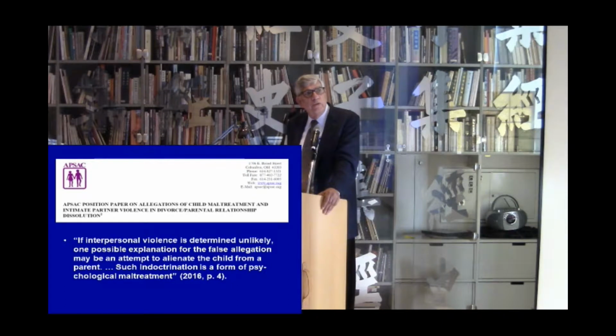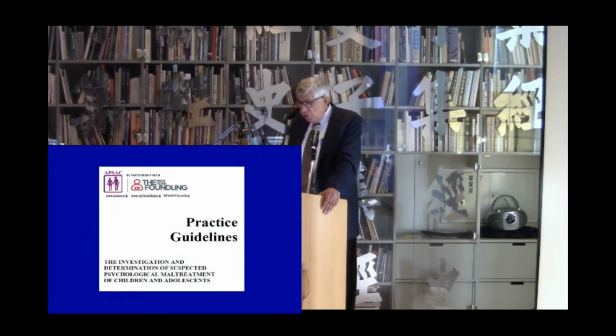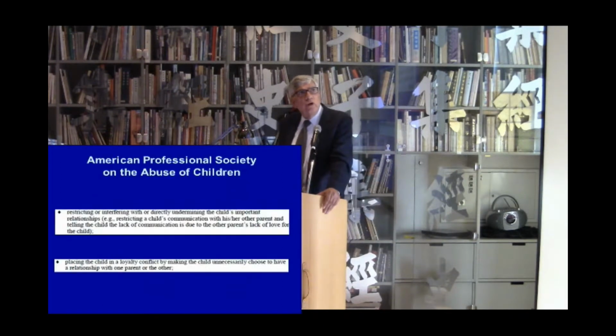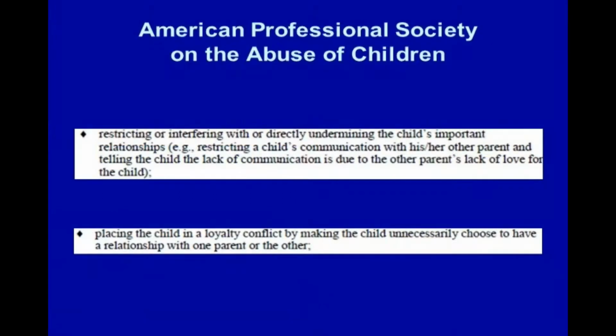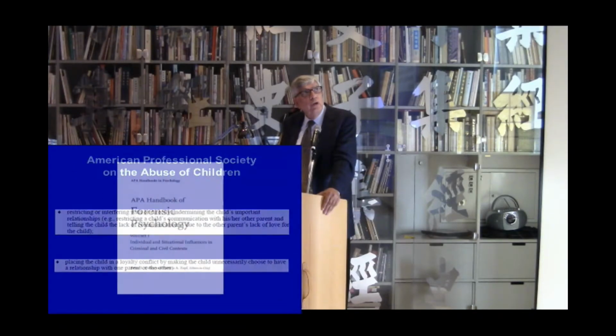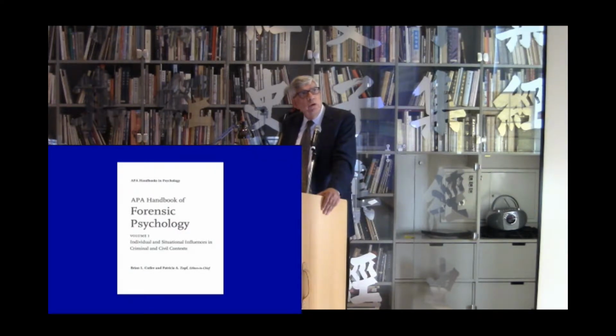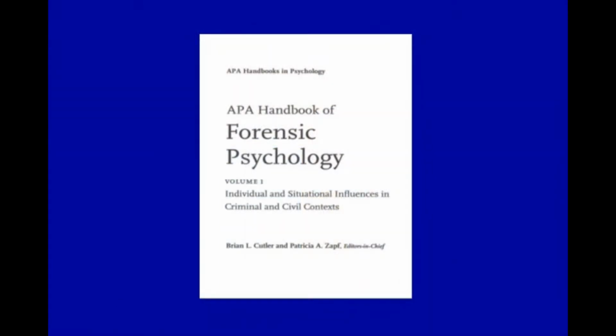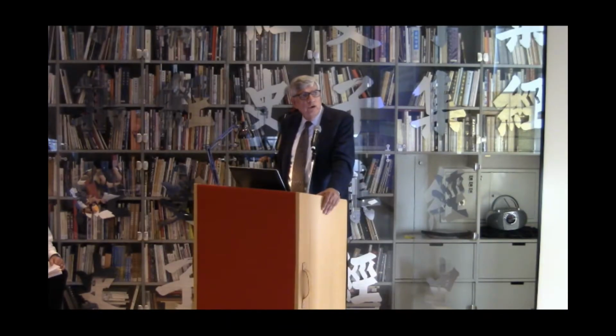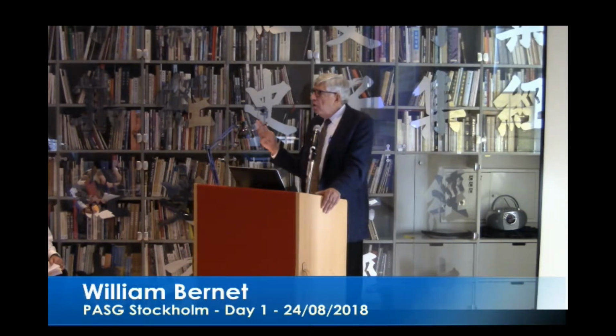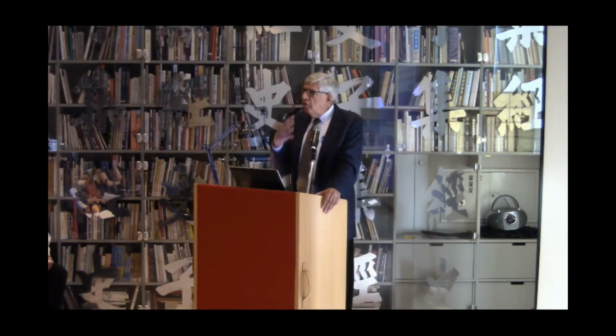This is also an official document of this organization on the investigation of suspected psychological maltreatment. And in that document, this is a little cut and paste from the actual document, it describes parental alienation, that child psychological abuse might involve restricting or interfering with or directly undermining the child's important relationships, like telling the child the lack of communication is due to the other parent's lack of love, or placing the child in a loyalty conflict by making the child unnecessarily choose to have a relationship with one parent or the other. So this is a big, big organization that describes in their document what we're talking about.